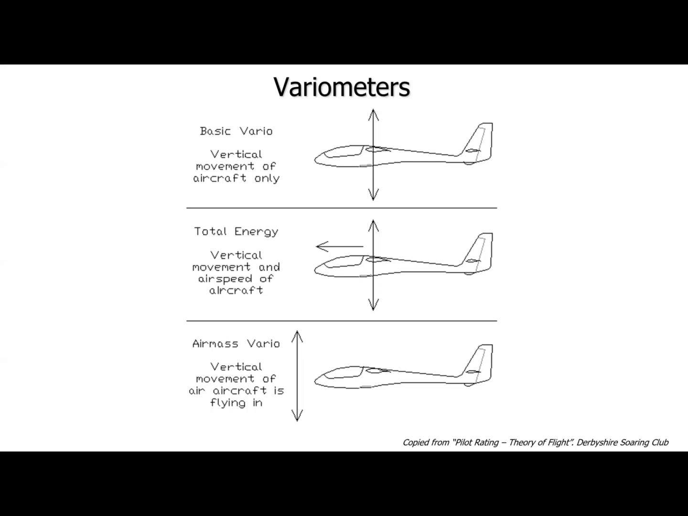So then the third type of vario, again, is nothing to do with us. It's what's called a net air mass vario. So that will tell you also about the vertical movement of the air you're in. So it's the whole body of air moving up or down. And that is it.